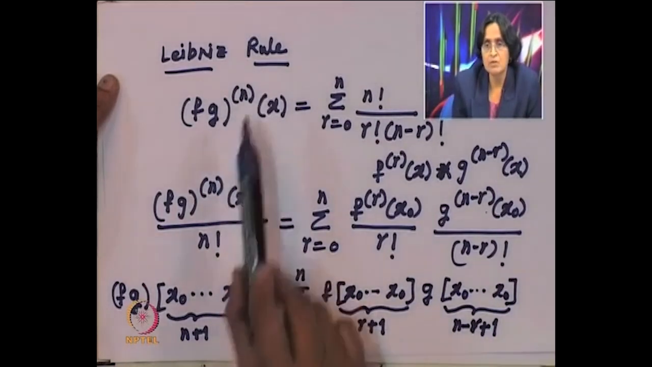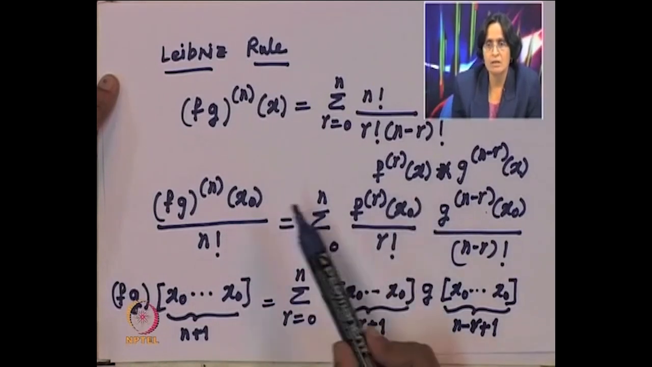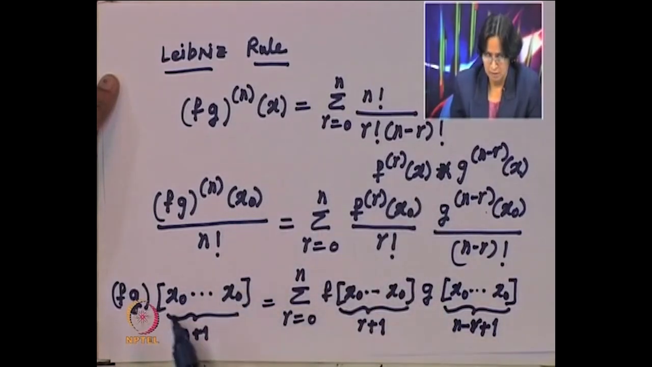So, the Leibniz rule for the derivatives, I am just rewriting in a different manner: the divided difference of f into g based on x 0 repeated n plus 1 times is equal to summation r goes from 0 to n, the divided difference of f when x 0 is repeated r plus 1 times, and the divided difference of g when x 0 is repeated n minus r plus 1 times.